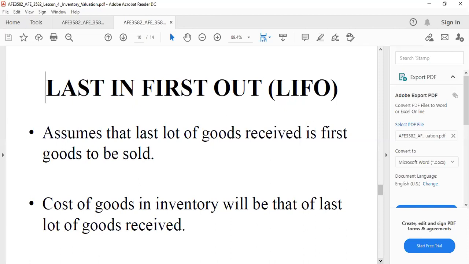So you first sell out the items that you received last. It assumes that the last lot of goods received is the first goods to be sold. So the goods that were received last should be sold out first. And the cost of goods in inventory that will be used is the one of the last goods received. That is last in, first out.